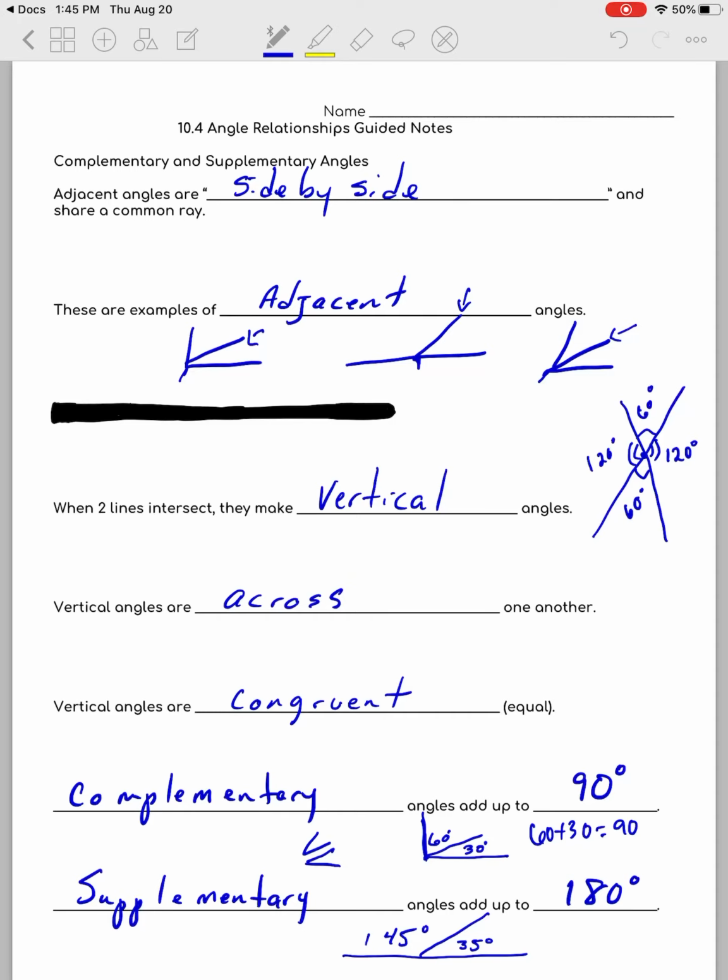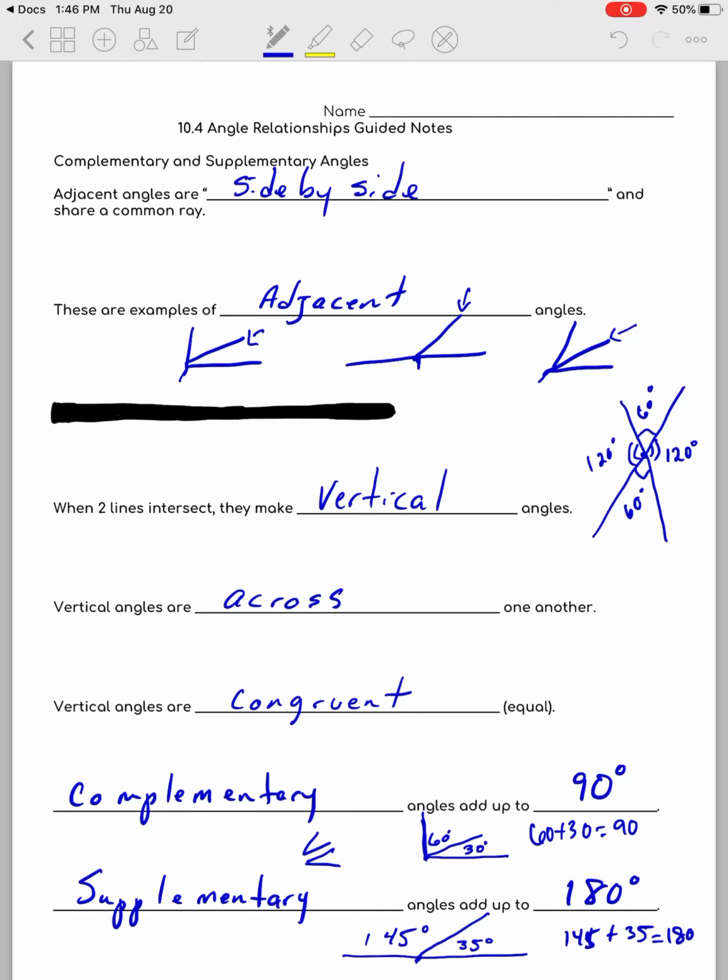Same thing with supplementary angles, except supplementary angles add up to be 180 degrees. Notice in the example, I have a 145-degree angle and then a 35-degree angle. They share a common point, they share a common wall or ray, and they equal 180 degrees. 145 plus 35 equals 180 degrees.